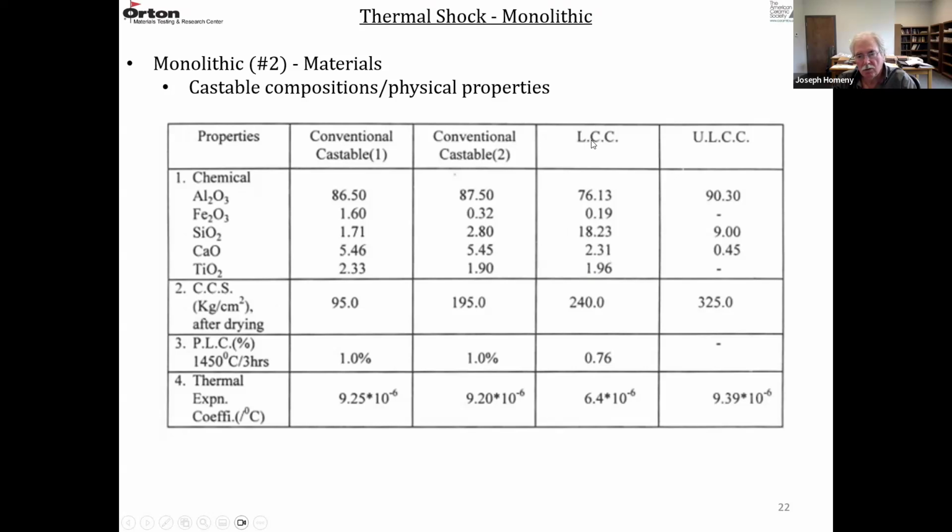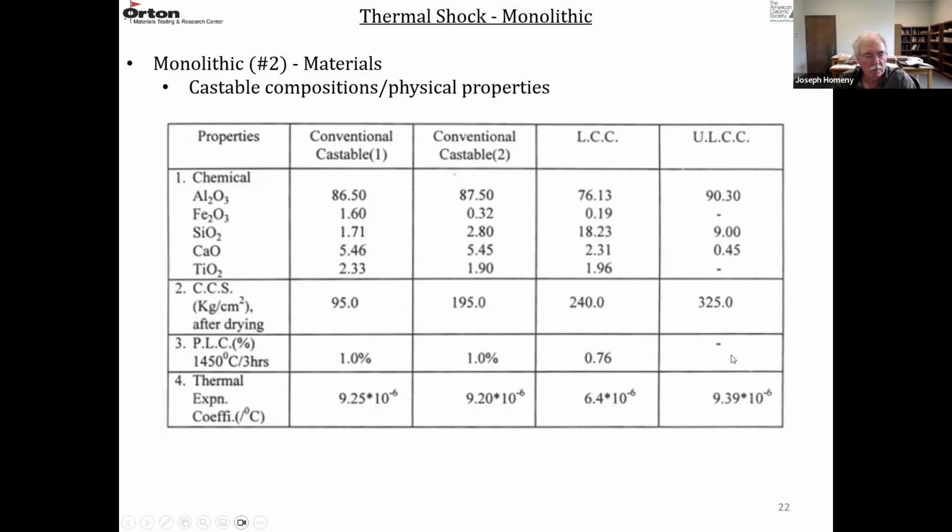These two, LCC and ULCC, have some silica present. I'm not sure how these were added, but these are usually added as a fumed silica. So the cold crushing strength goes up as the cement content is decreased. These are going to be denser materials. And then they measured the percent linear change at 1450 degrees C. These three are all around 1%.